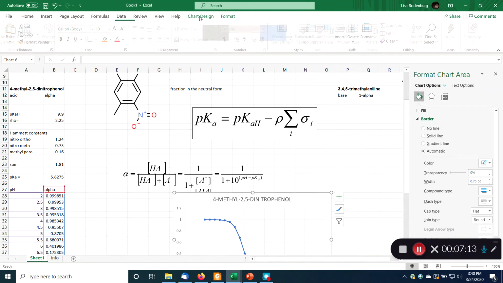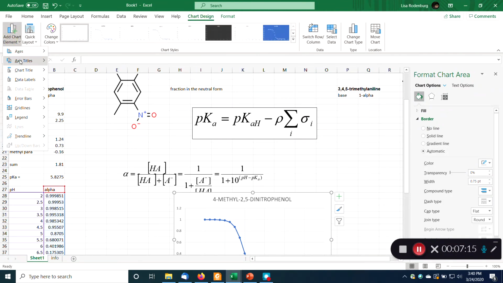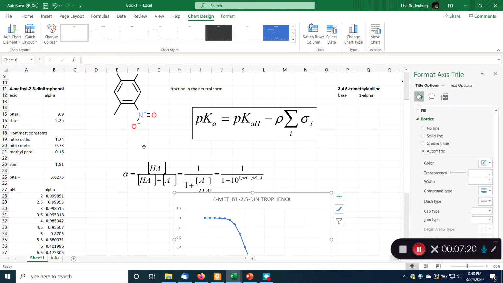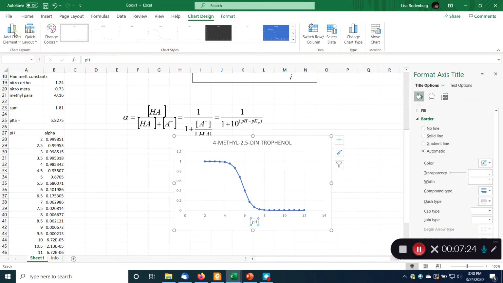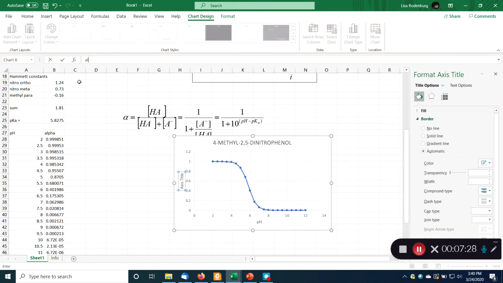And I always like to be a little fastidious with my charts, label my axes. So the horizontal axis is the pH, and the vertical axis, axis title, vertical axis, is the alpha. So that's the amount that's in the neutral form. And alpha will never go above 1, right?